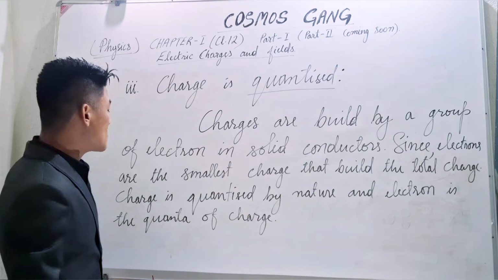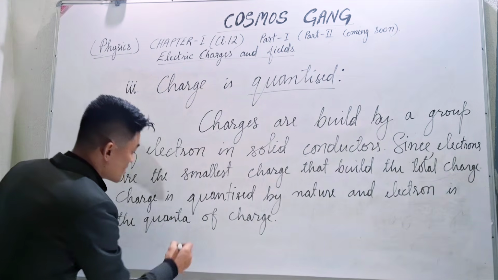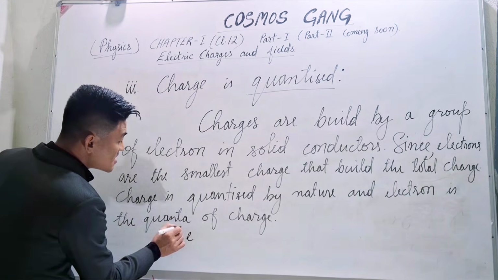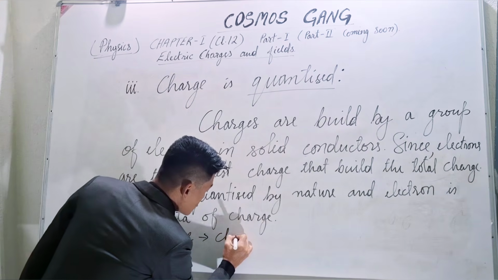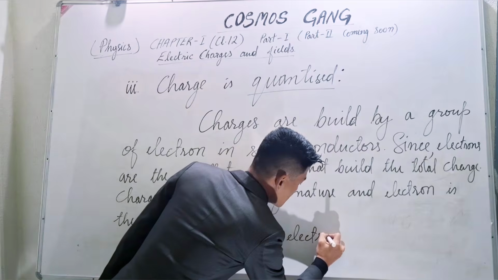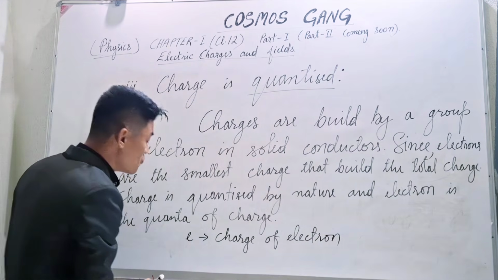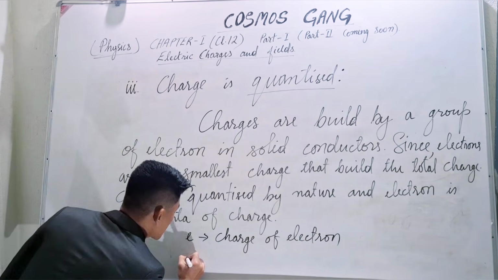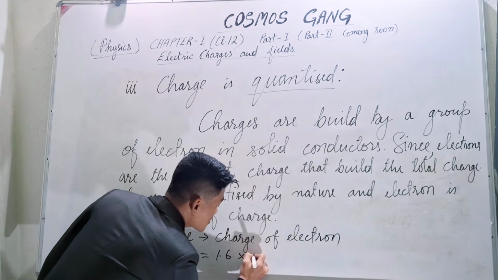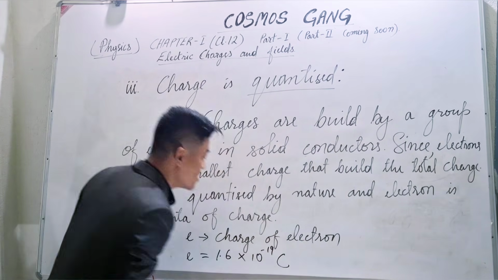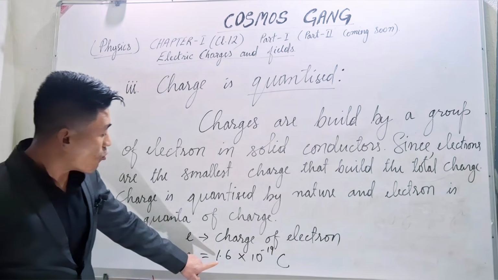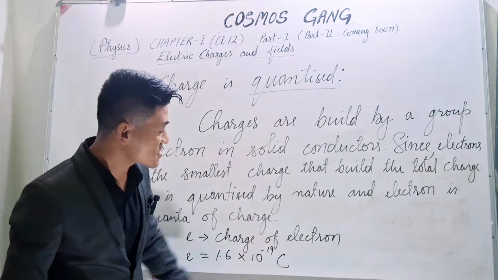It is experimentally found that the charge of an electron, which is denoted by e, has a magnitude. e is equal to 1.6 into 10 to the power minus 19 coulomb. That means one electron carries 1.6 into 10 to the power minus 19 coulomb.